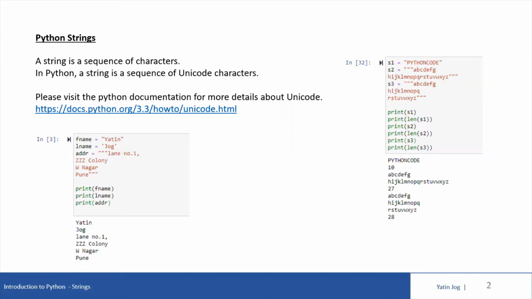You can visit the Python documentation for more details about Unicode. I have given the link in the video description. Now, strings can be created by enclosing characters inside single quotes or double quotes. Even triple quotes can be used in Python, but generally triple quotes are used to represent multi-line strings or docstrings.